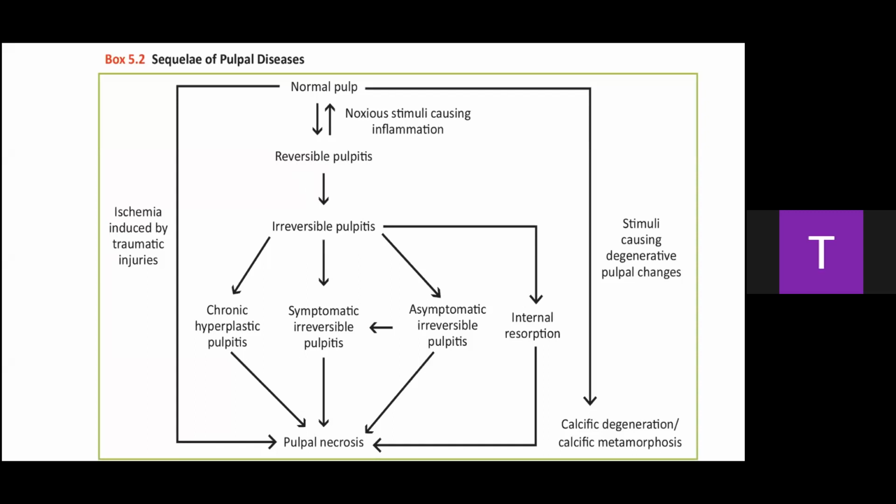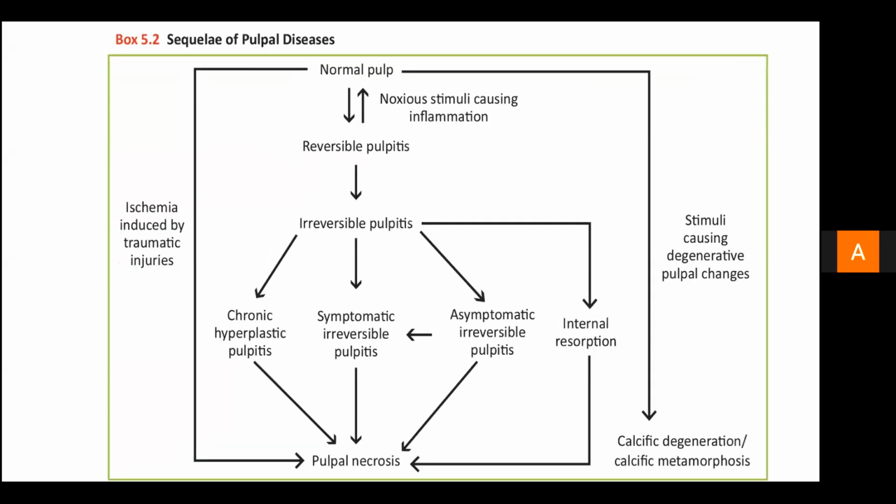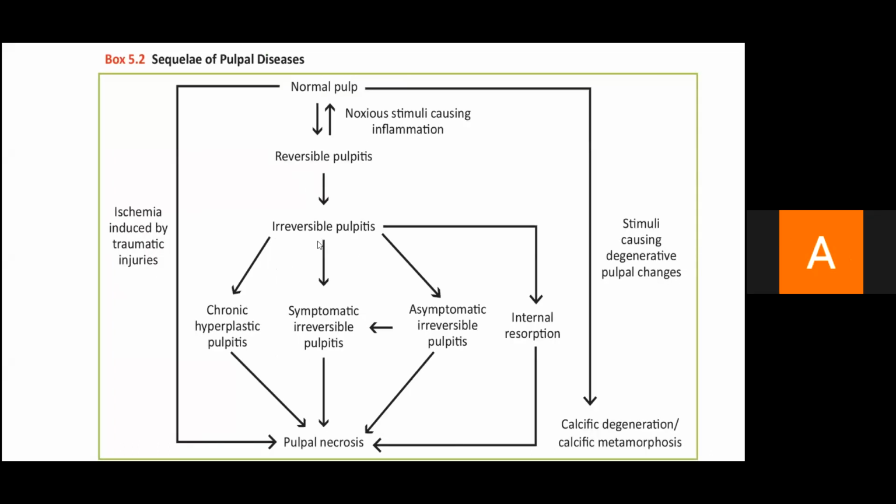Now, irreversible pulpitis can take many phases, depending again on the immunity, the oral hygiene, and the depth of caries inside the patient's mouth. So it can be chronic hyperplastic pulpitis if a young patient is there. Irreversible pulpitis can be symptomatic, can be asymptomatic, and can lead to internal resorption also. If all these phases are not treated in time, they can go into a symptomatic stage, leading to proper pulpal damage known as pulpal necrosis. Due to certain immunological factors or degenerative changes, it can also lead to calcific degeneration and metamorphosis.